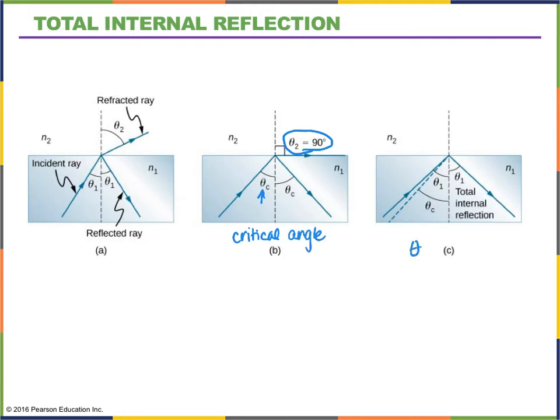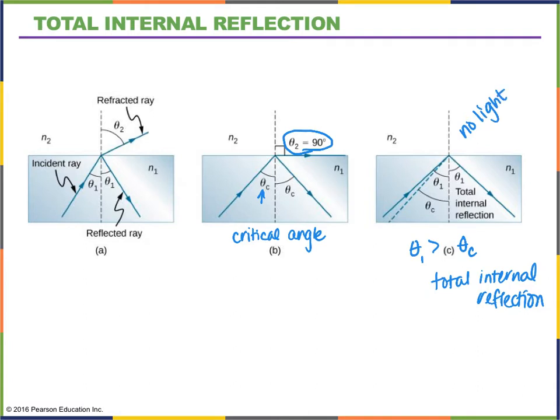If your angle of incidence is greater than your critical angle, you will have total internal reflection. The light will not pass into the new material. It'll stay in the first material.